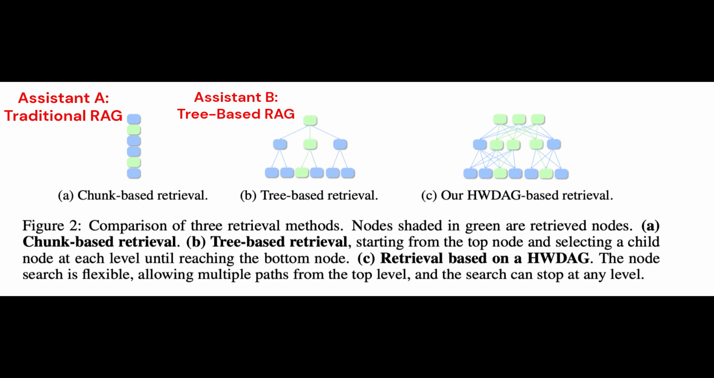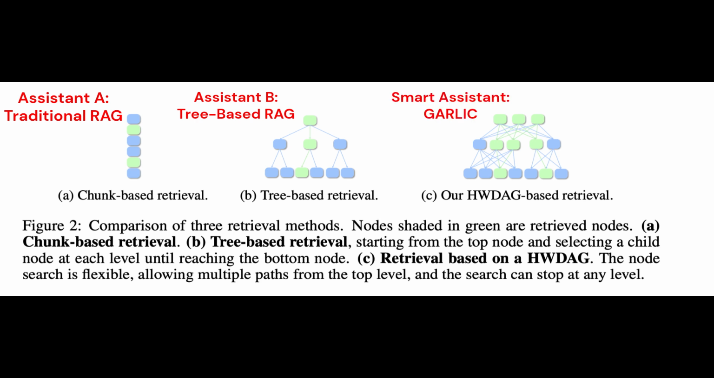Now, Assistant B tries a different approach. They create a tree of information, going down one branch at a time. But this approach has its own problems. If you need something from another branch, they have to go all the way back to the top and start over, wasting time. So, what's the solution?